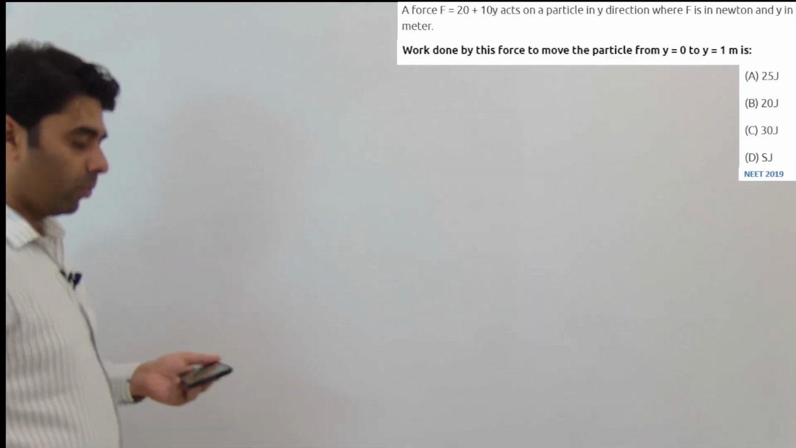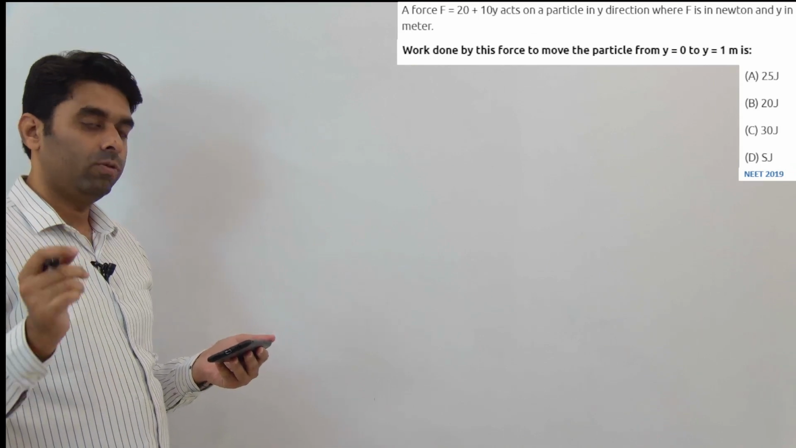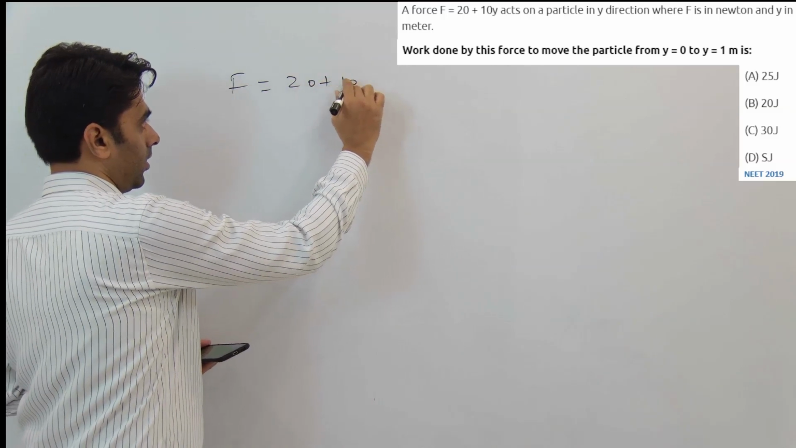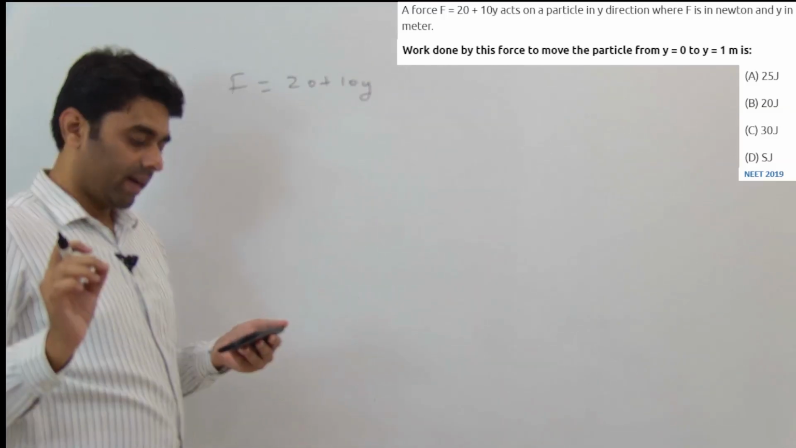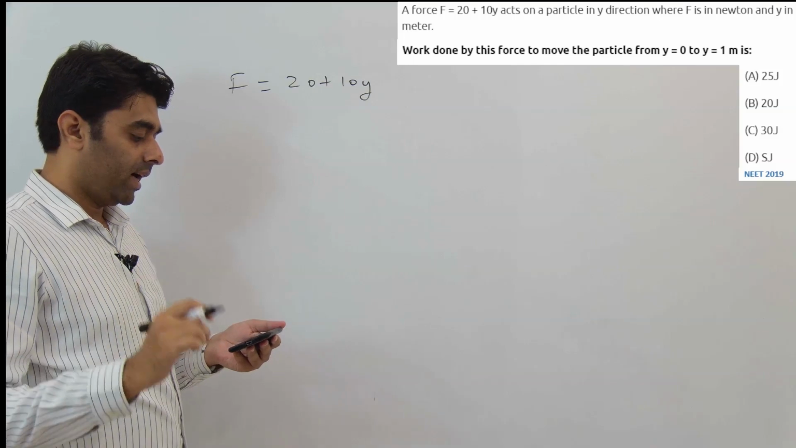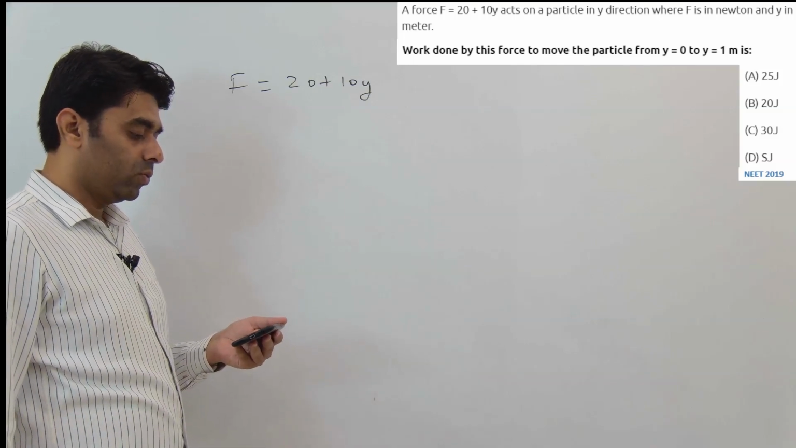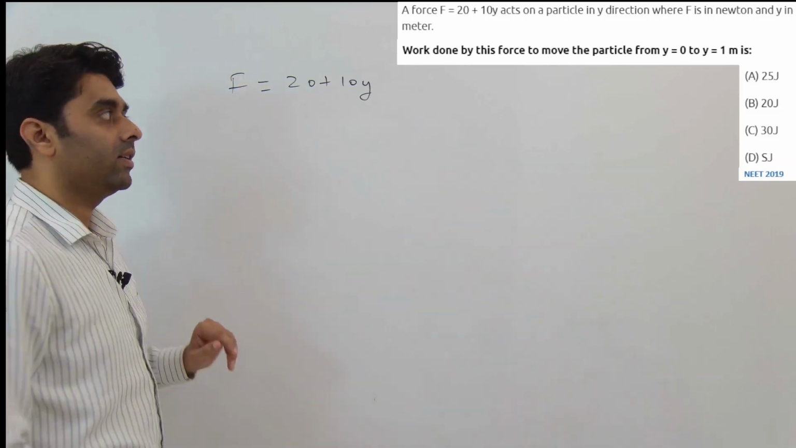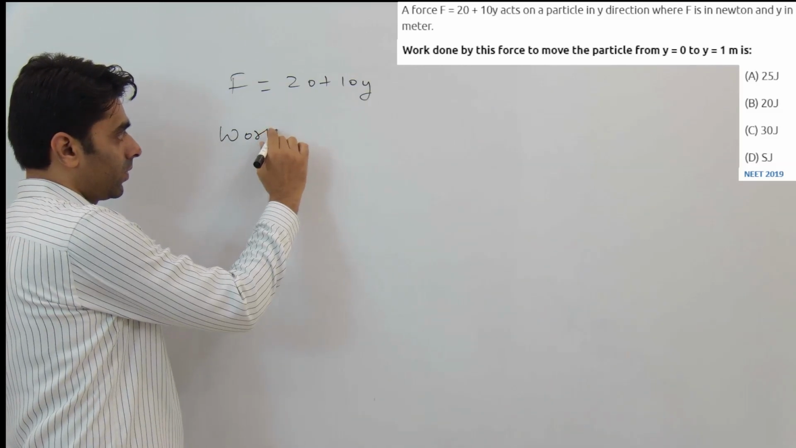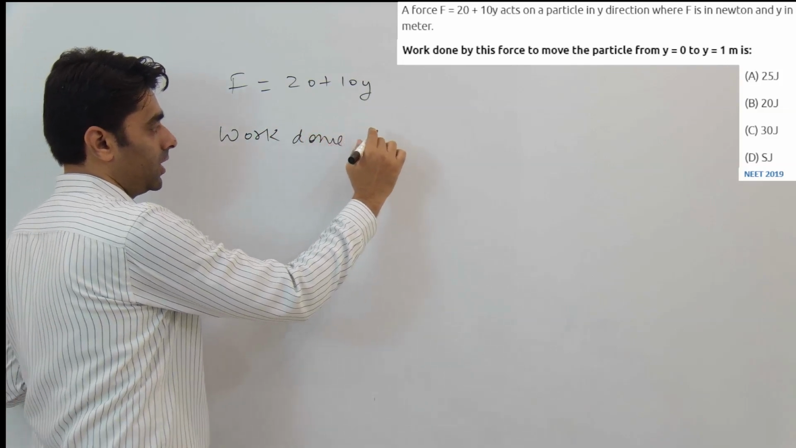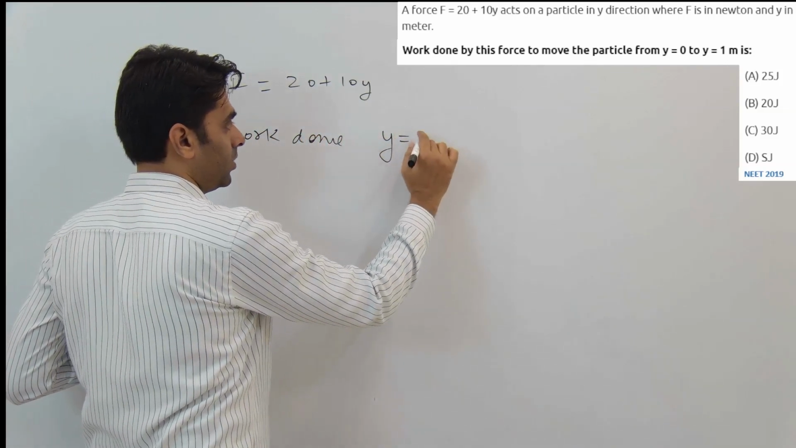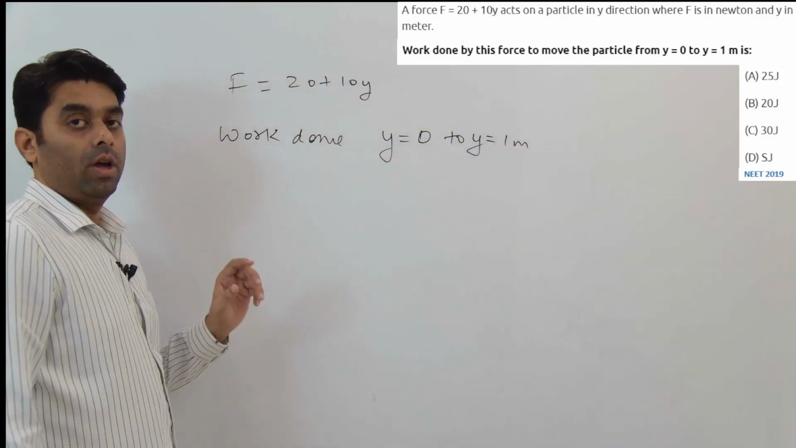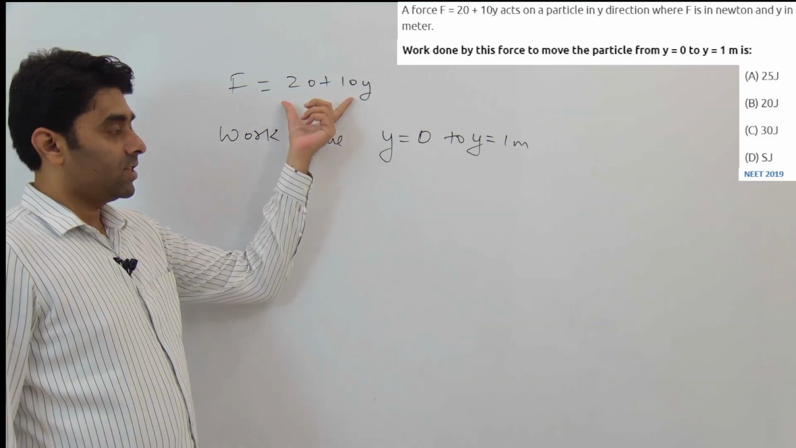Yeah, so the question given to us is: a force F equals 20 plus 10y acts on a particle in y direction, where F is in Newton and y in meter. Work done by this force to move the particle from y equals 0 to y equals 1 meter is. They are asking us work done when the position changes from y equals 0 to y equals 1 meter.